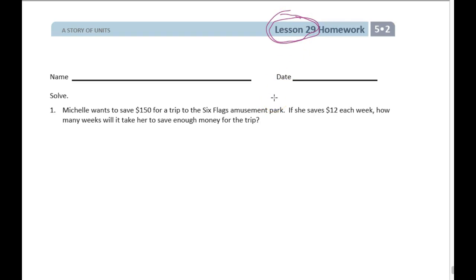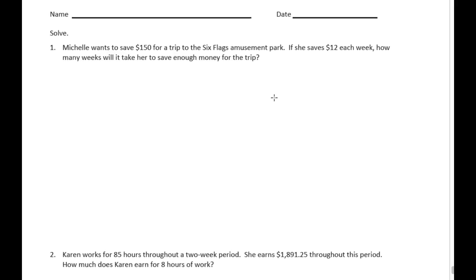I'm going to go ahead and do two problems with you. The first one is the very first one. This is kind of an introductory kind of a problem. Michelle wants to save $150 for a trip to Six Flags amusement park. If she saves $12 a week, how many weeks will it take her to save enough money for this trip?